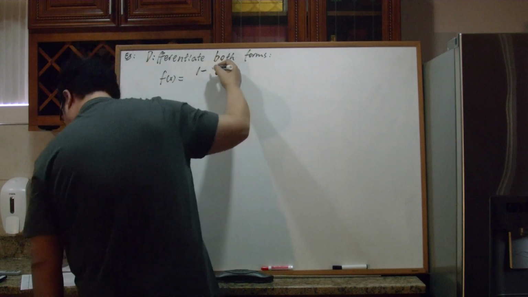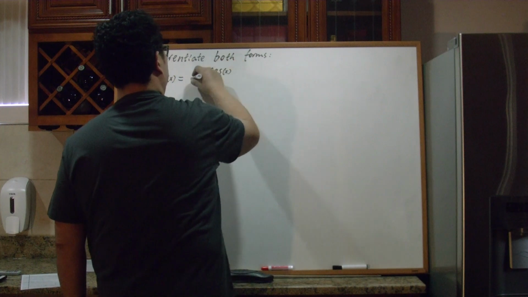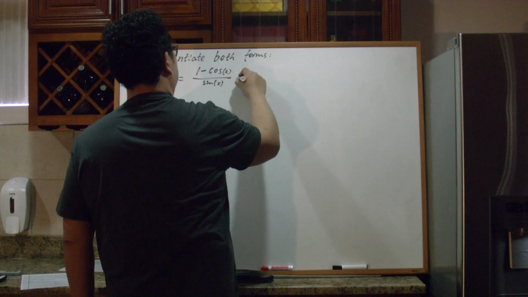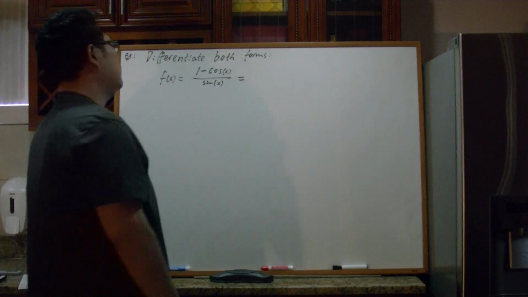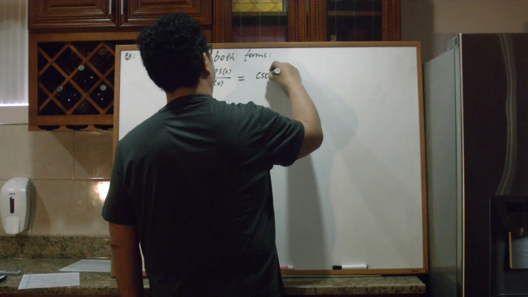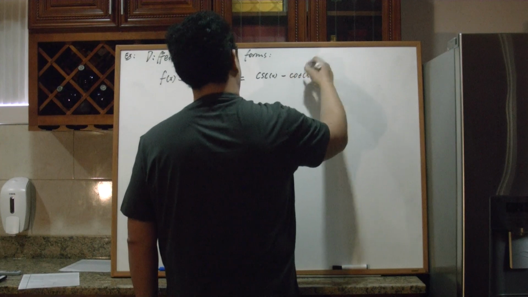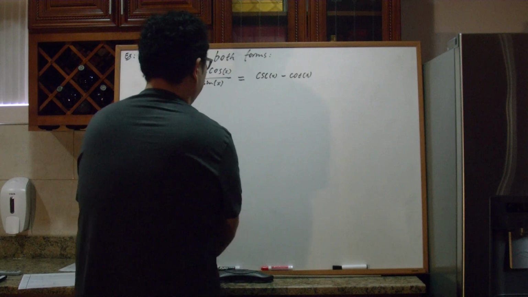One minus cosine of x over sine of x. That's the first format, right? 1 minus cosine over sine, which could get to the form of cosecant of x minus cotangent of x. Right, so we have two forms, right?